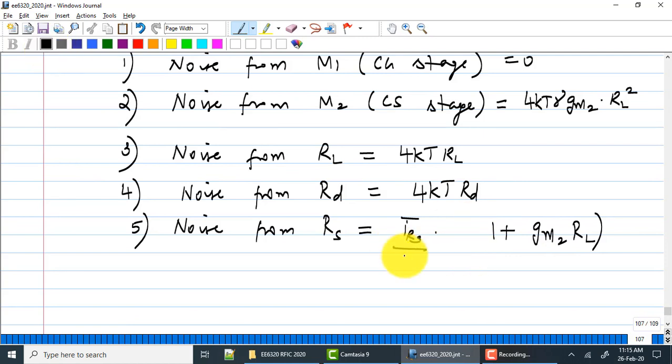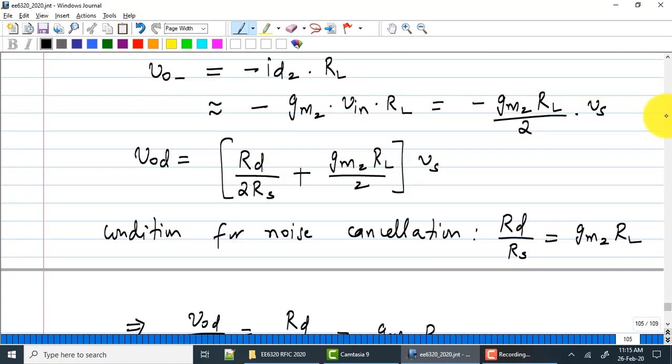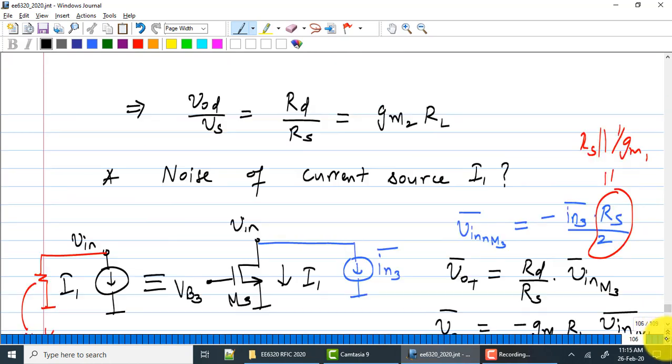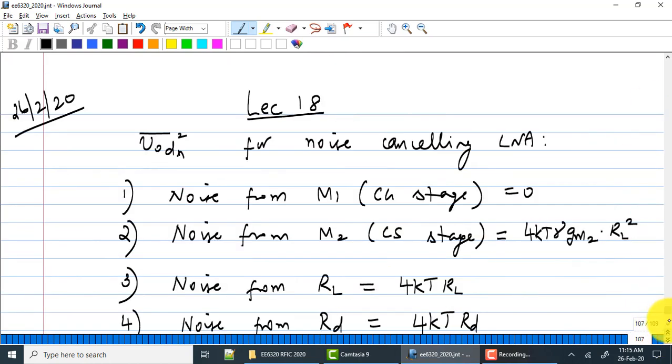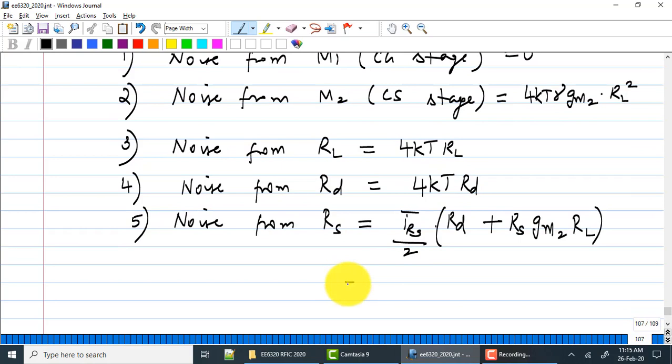RD plus RS into GM2RL. Is this correct? So we know that RD by RS is GM2RL. Correct? GM2RL is RD by RS.